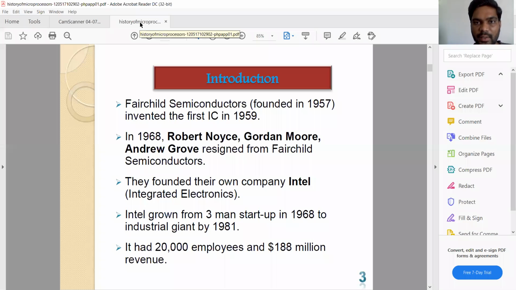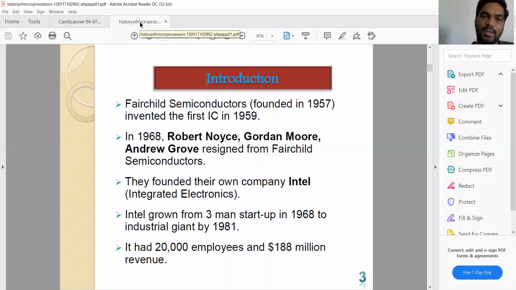Fairchild Semiconductors, founded in 1957, invented the first IC in 1959. That was the first integrated chip, the first IC, manufactured by Fairchild Semiconductors in 1959.